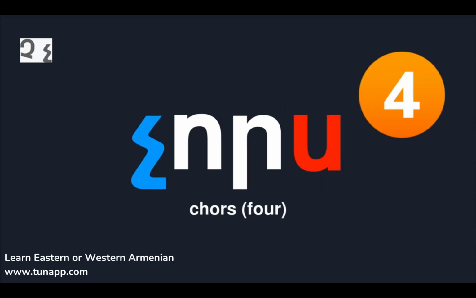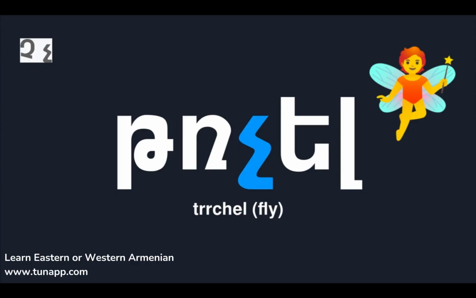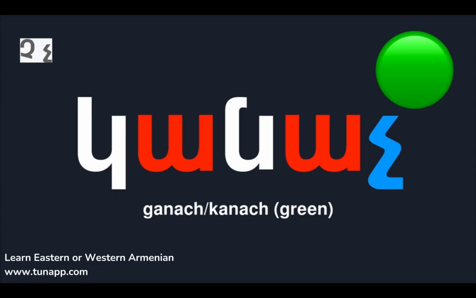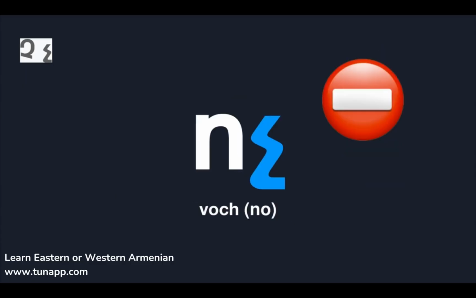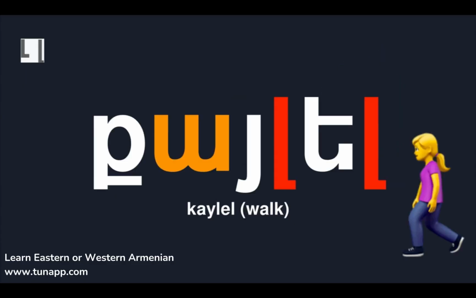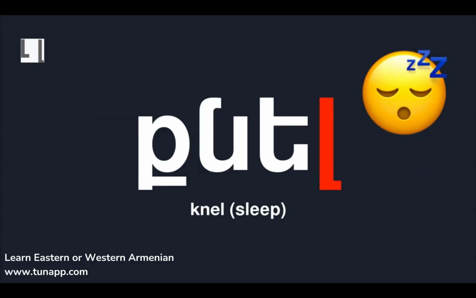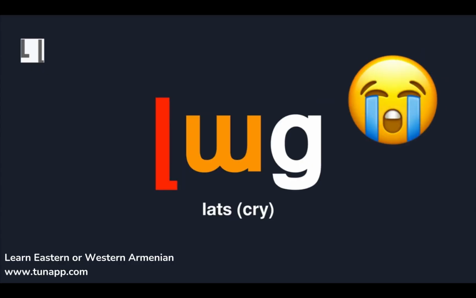Chores, meaning four. Turchel, meaning fly. Ganach or kanach, meaning green. Voch, meaning no. Kalel, meaning walk. Kanel, meaning sleep. And lats, meaning cry.